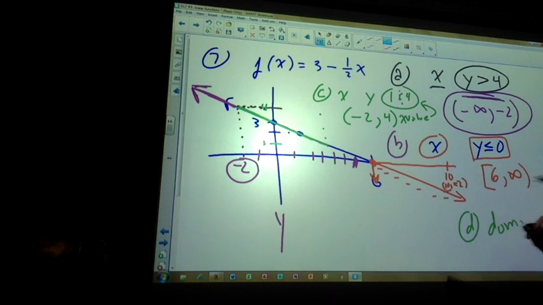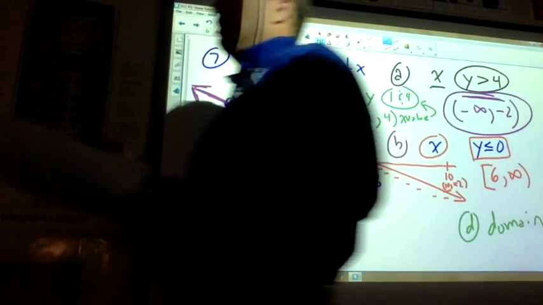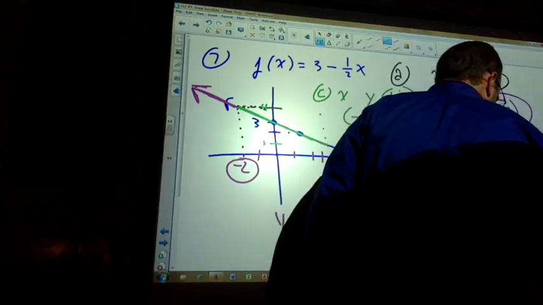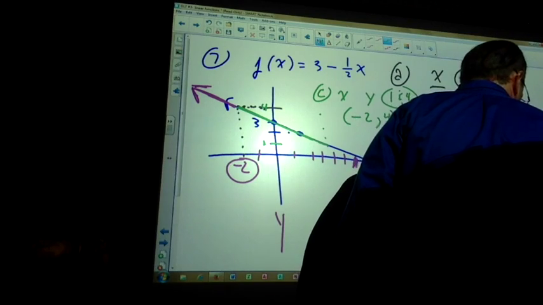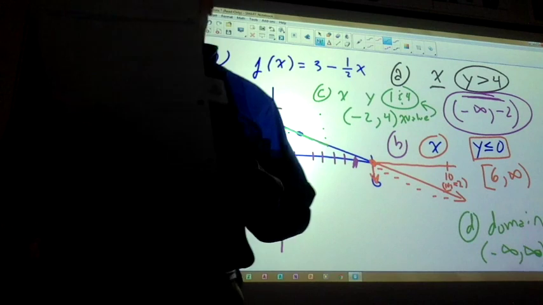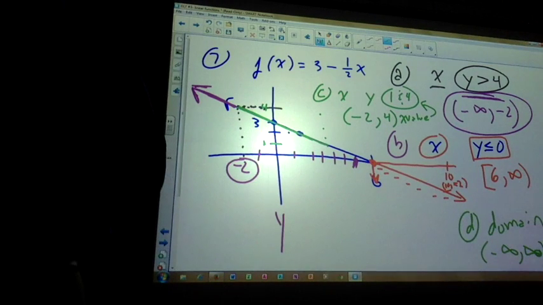What is the domain of this graph? Are there any values that, if I were to have drawn this entire line, do I have to ever pick up my pencil to stop my graph? No. So what's the domain? Negative infinity to positive infinity. Okay? And that's the front page of this.